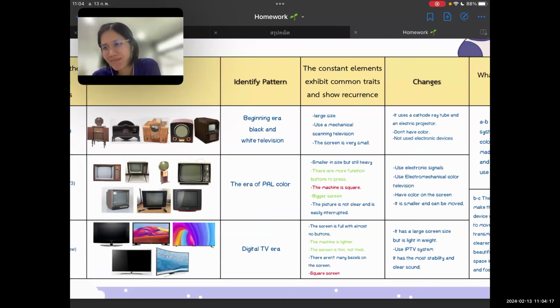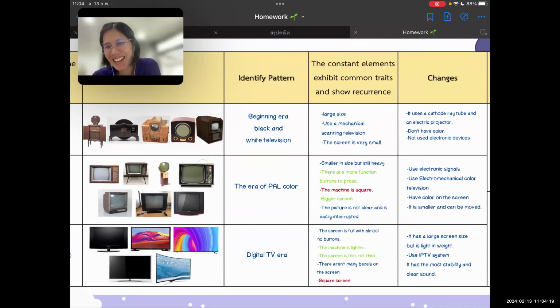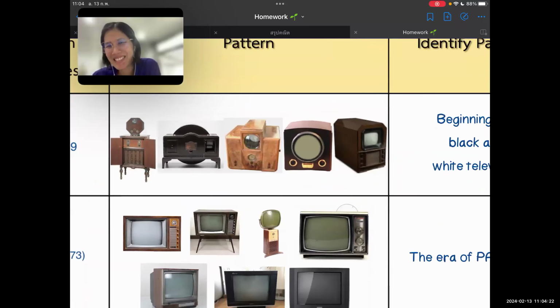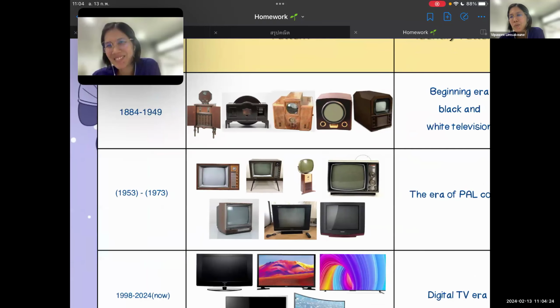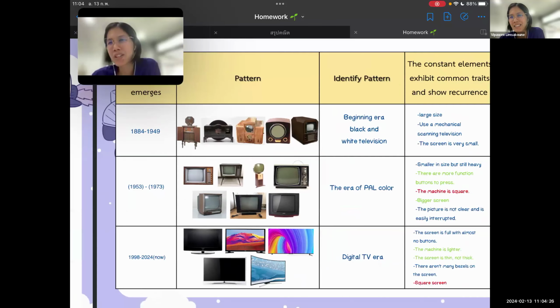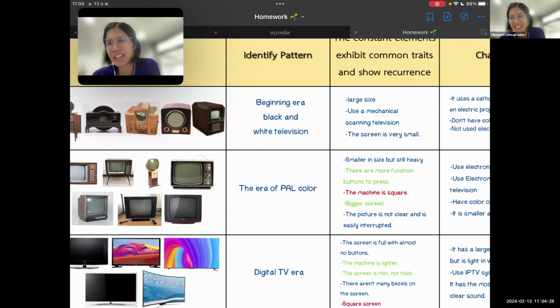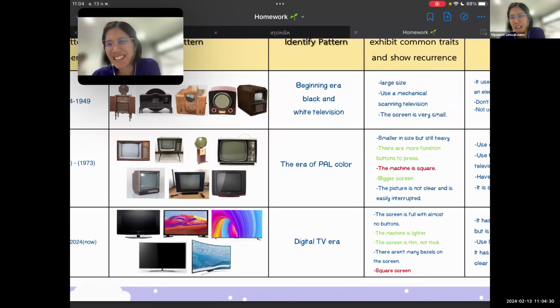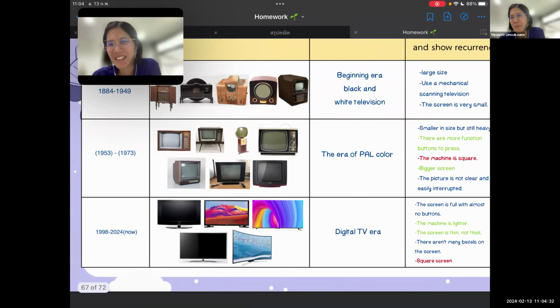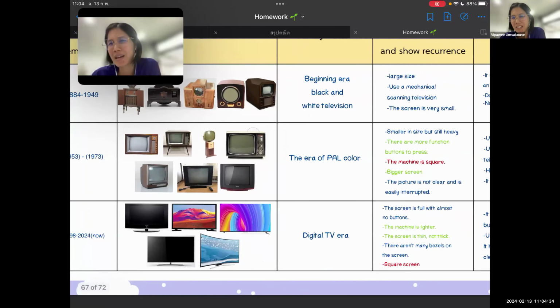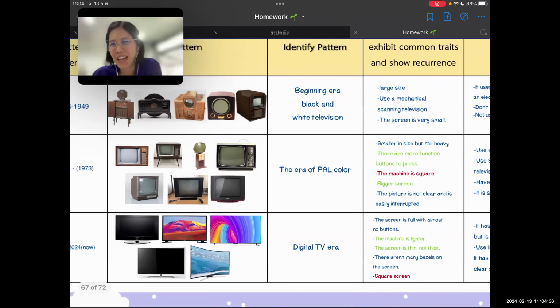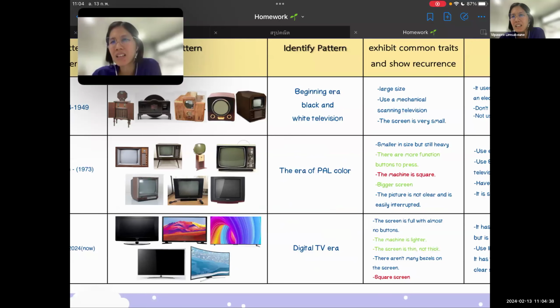The shape is square, but pattern one is circle. Yeah, then for the first one, right? How about the second pattern? I don't know, maybe there is a stand and without stand, or smaller than pattern one, and heavier than pattern 3.